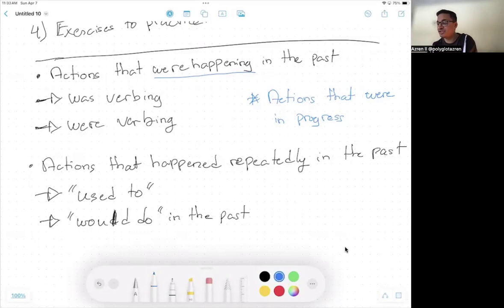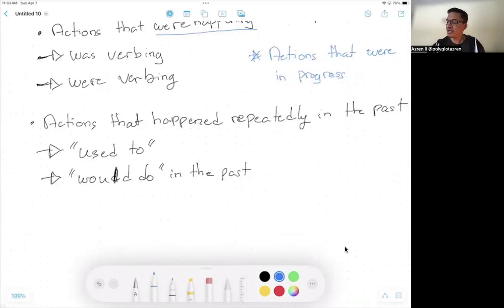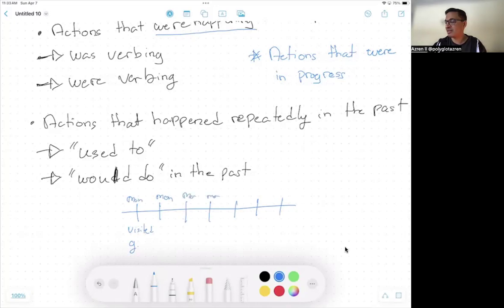Another way to view this, I'll just give a visual way in case you're a more visual learner. This is a timeline right here. Things that happen repeatedly, well, I'll just draw it like this actually, right? Each one of these lines I'm drawing is when you did something. So maybe you visited your grandma. I always use that example for some reason. You visited grandma once, maybe it was Monday, then you did it another Monday, the next Monday you did it again, and again.